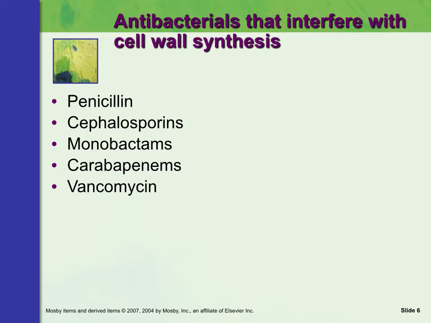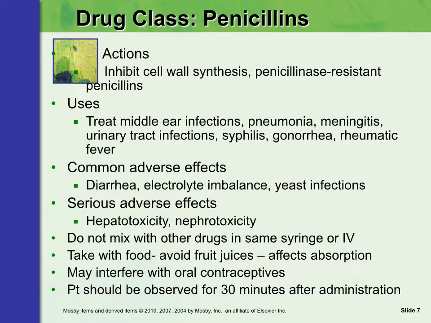And so there's many different antibiotics that interfere with the cell wall synthesis. The first one of these is the penicillins. Those don't all end in cillin, but most of them do. Penicillin G and V, aminopenicillins like amoxicillin and ampicillin. These are broad spectrum and they're both bactericidal and bacteriostatic.